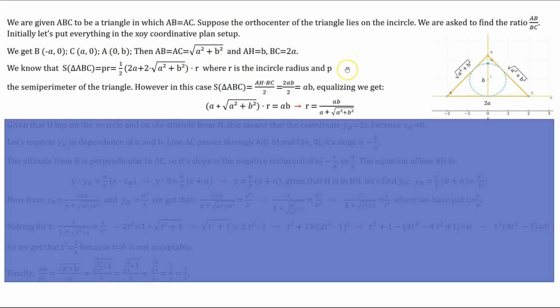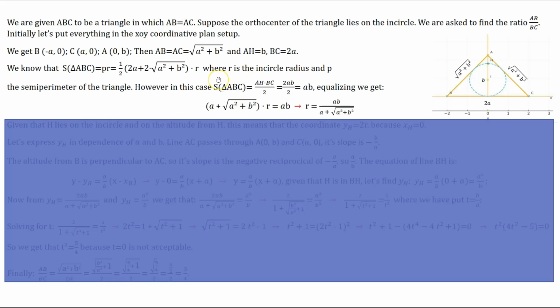Now, in order to find some relations for calculating the ratio AB/BC, we first start by calculating in two different ways the area of triangle ABC. So the area of triangle ABC is equal to p times r, which is a very well-known formula, where p is the semi-perimeter of the triangle and r is the incircle radius. So the incircle that we have shown here has center I. In this case, the semi-perimeter will be equal to 1 divided by 2 of 2a, which is side BC, plus 2 times side AB, which is the square root of a squared plus b squared, multiplied by the radius r.